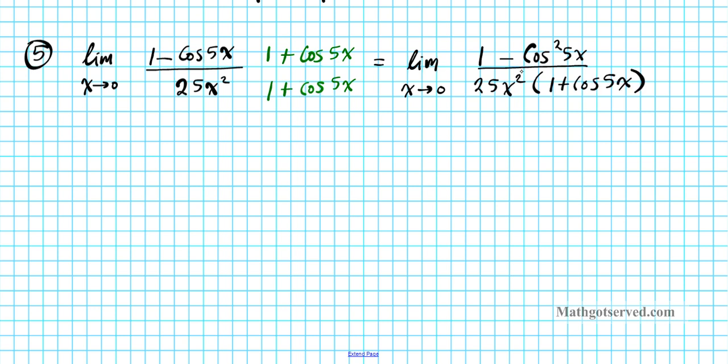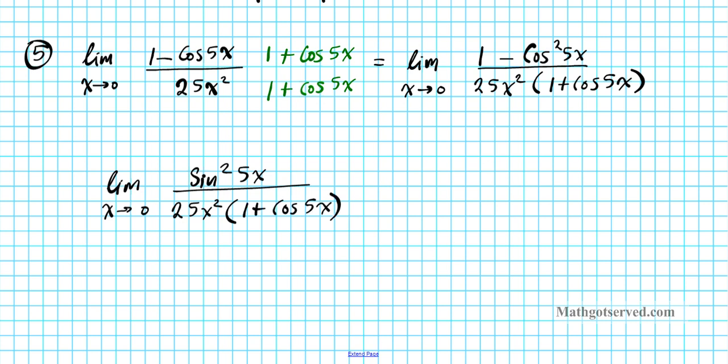Okay. Now let's shift our attention to the numerator. Using the Pythagorean identities, I can change this to sine squared, right? Thinking back to trig, so the limit as x approaches 0 becomes sine squared 5x over 25x squared times 1 plus cosine 5x. Hopefully I didn't lose anybody here. Just remember that 1 minus cosine squared theta is equal to sine squared theta. Okay? That's what I did here. In this case, theta is 5x. Anyway, there you have it.